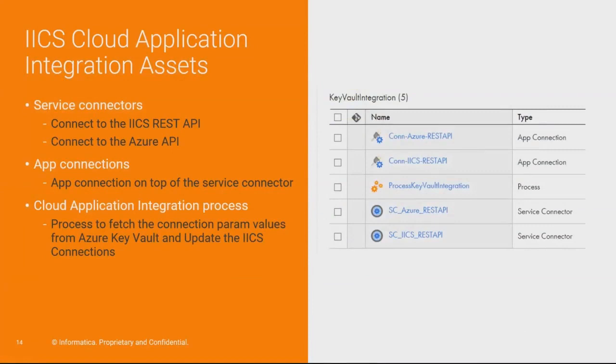IICS cloud application integrations are being used for automating the process. As discussed, the service connectors, application connection, and cloud application integration process are being built for automating the whole process. And the service connector here is used to connect to the IICS REST API and to connect to the Azure API. An app connection is built on top of the service connector. And the cloud application integration process is used to fetch the connection parameter values from the Azure Key Vault and automatically update the IICS connections. I'll be further explaining in detail in the demo later.